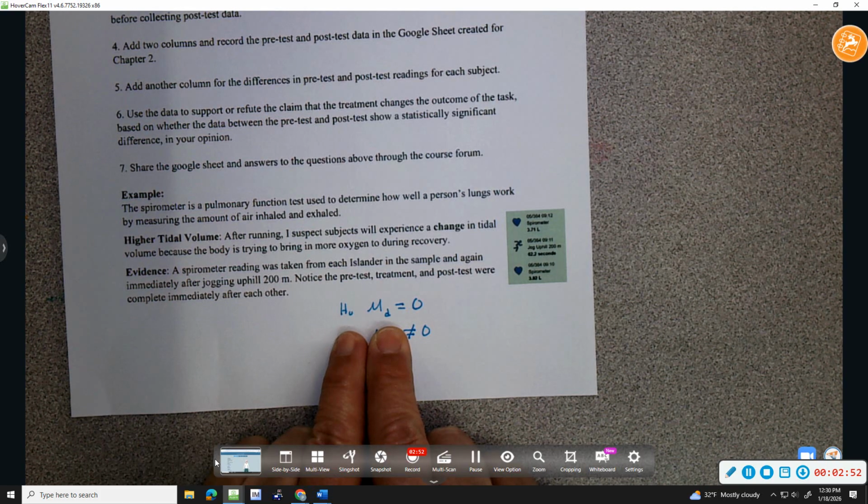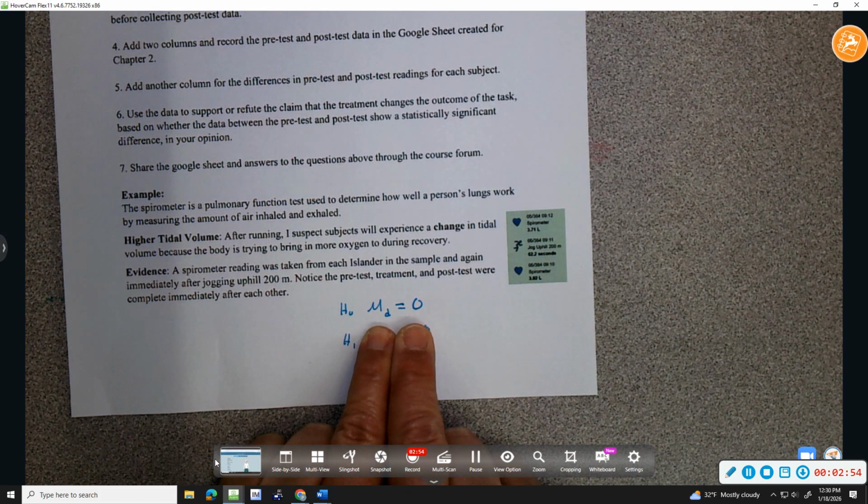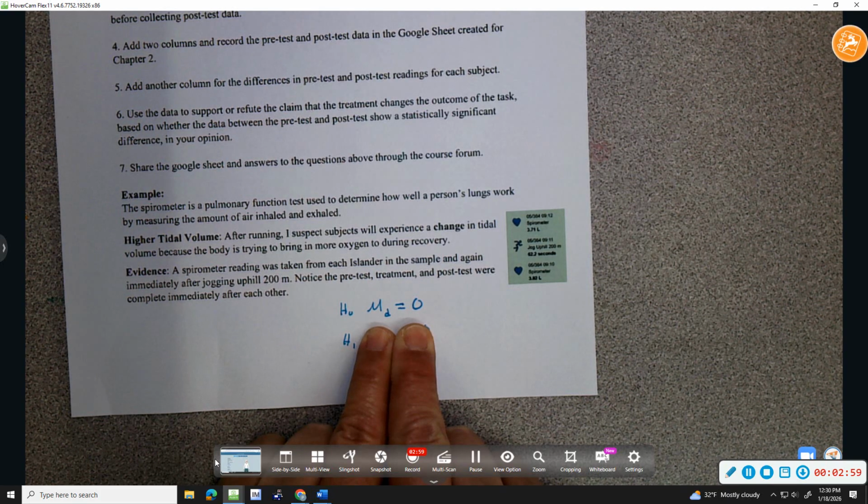This is the null hypothesis. This is the difference. We're assuming that there is no difference. Therefore, the difference between them is zero. No difference. I'm not sure if running is going to change their pulmonary reading on their spirometer. So what I'm going to do is say there's no difference.